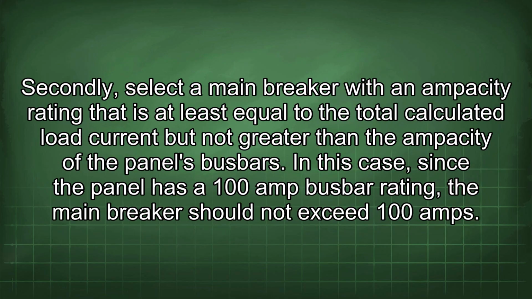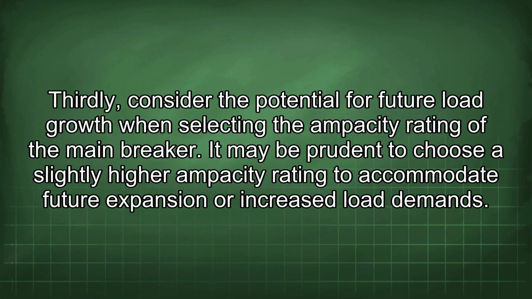This calculation should take into account the continuous and non-continuous loads served by each breaker. Secondly, select a main breaker with an ampacity rating that is at least equal to the total calculated load current but not greater than the ampacity of the panel's busbars. In this case, since the panel has a 100 amp busbar rating, the main breaker should not exceed 100 amps. Thirdly, consider the potential for future load growth when selecting the ampacity rating of the main breaker. It may be prudent to choose a slightly higher ampacity rating to accommodate future expansion or increased load demands.